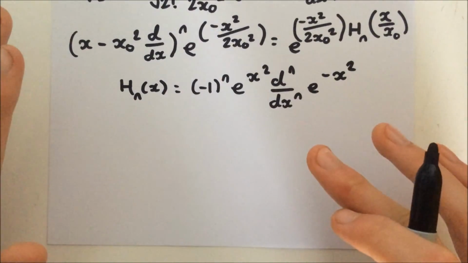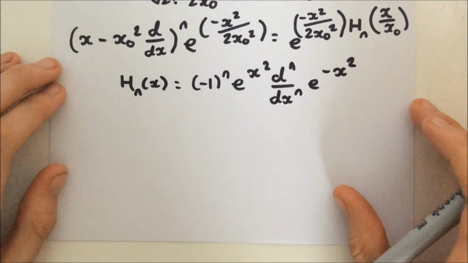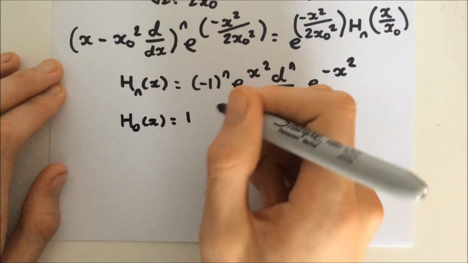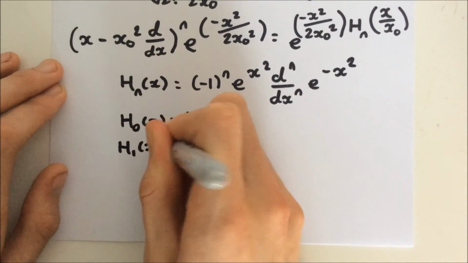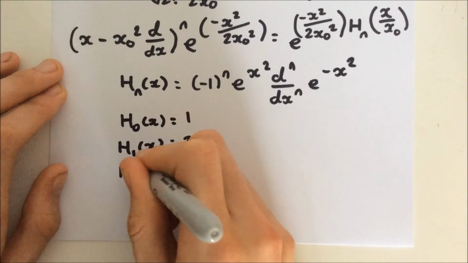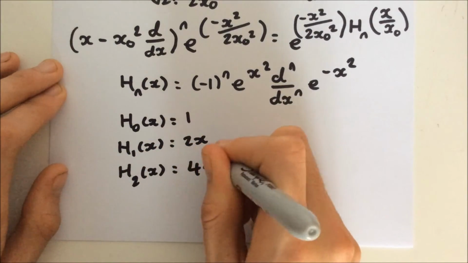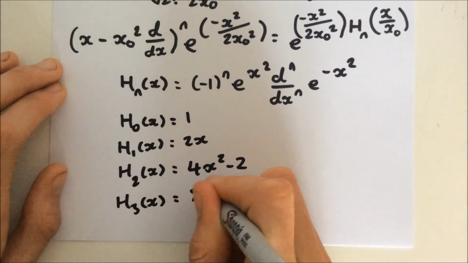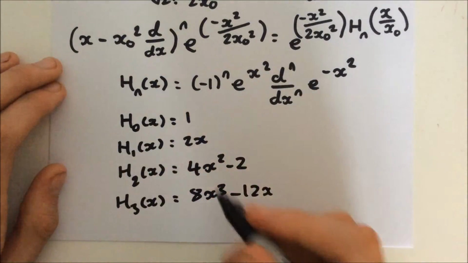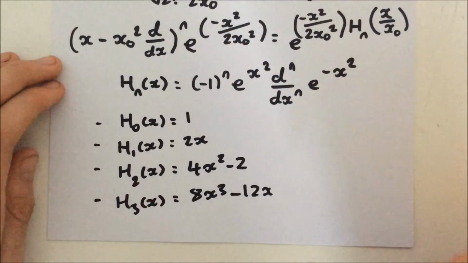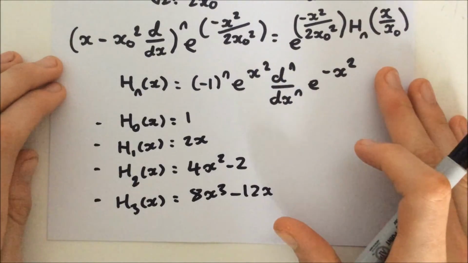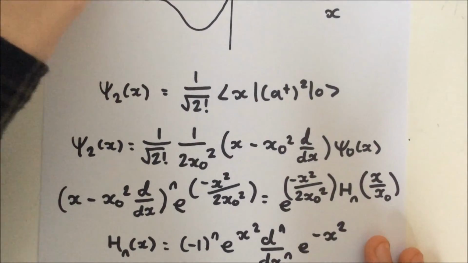So, what do the Hermite polynomials look like? Here's H0(x): H0(x) is 1. H1(x) is equal to 2x. H2(x) is equal to 4x squared minus 2. H3(x) is equal to 8x cubed minus 12x, and so on. You can actually look these up, but these are the first 4 Hermite polynomials. So what does this buy you? You can express the wave functions for quantum mechanical harmonic oscillators using Hermite polynomials.